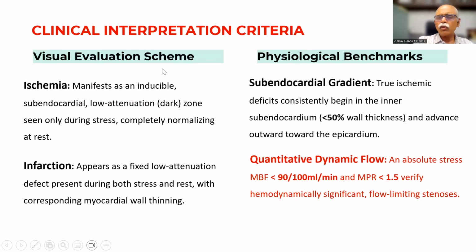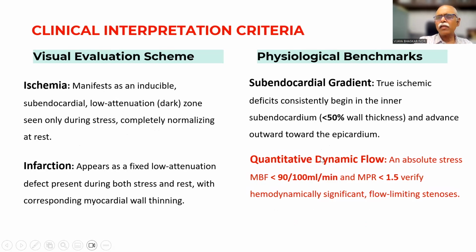Now, in a visual scheme, ischemia manifests as an inducible subendocardial low attenuation dark zone seen only in stress and not seen in rest. So when there is normal perfusion at rest, whereas you see a defect in stress, that means that is ischemia. Whereas an infarction appears as a defect in both stress and rest. Then the subendocardial gradient: true ischemic deficits consistently begin in the inner subendocardium and advance outwards to epicardium.